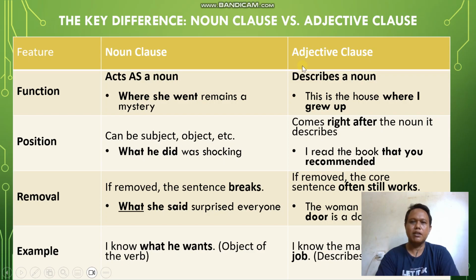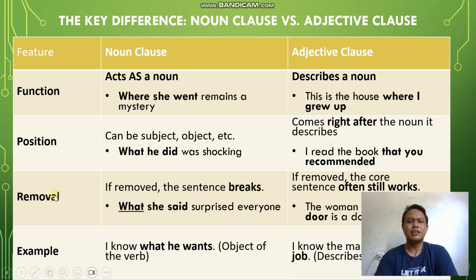Adjective clause, the position of an adjective clause comes right after the noun it describes. For example, I read the book that you recommended. The book is a noun. So after the noun comes the adjective clause. That you recommended is an adjective clause, and it comes after a noun. The noun is the book.